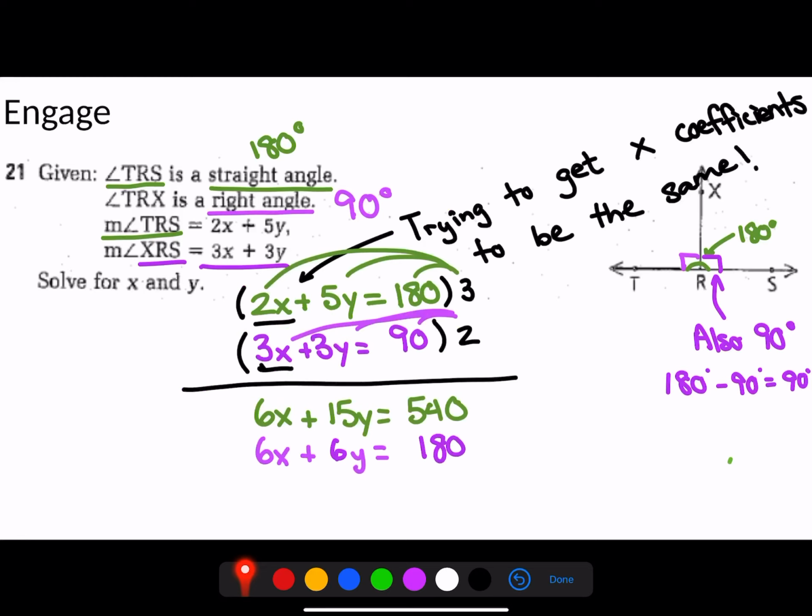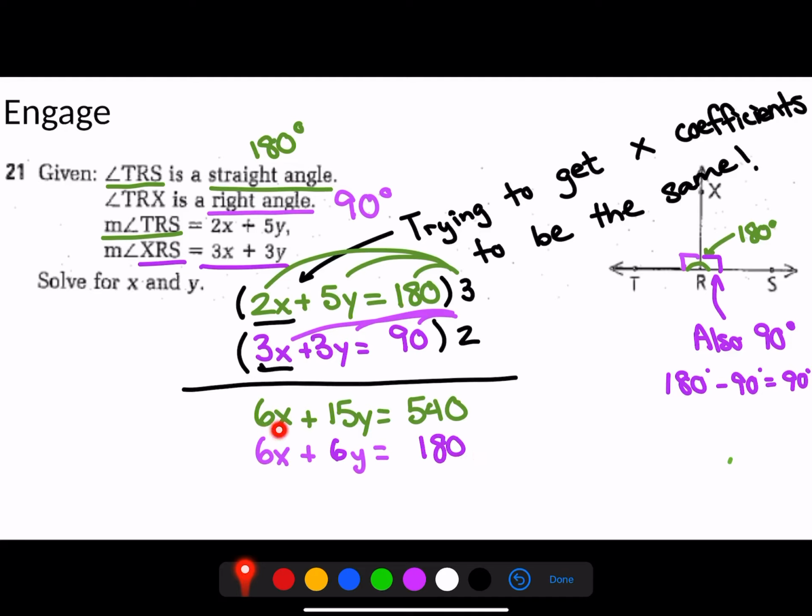I multiply my top equation by 3, because again, I want to get these two coefficients to be the same. This 2 and this 3, I want them to be the same. When I do that, I multiply everything in this equation by 3. So this will give me 6x plus 15y. Again, 3 times 5y gives me 15y, and then 3 times 180 gives me 540. On the bottom, I multiply the 2 all the way through. 3x times 2 gives me 6x. 3y times 2 gives me 6y. And 90 times 2 gives me 180.